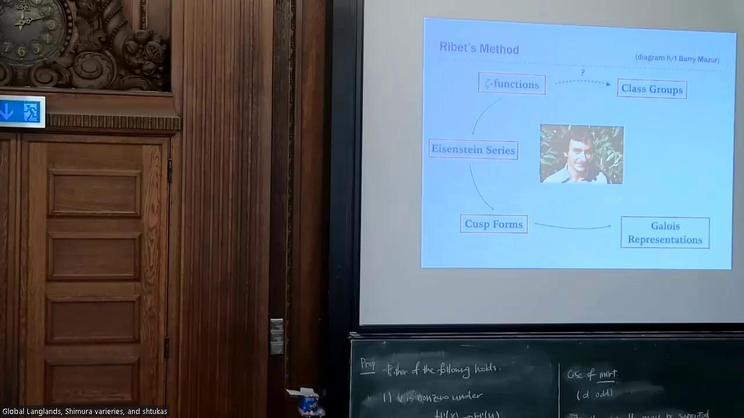Okay. Now, the reason we care about cusp forms is that cusp forms have irreducible Galois representations associated to them. Okay, so that's the link. This is due, initially for modular forms over Q, to Deligne.